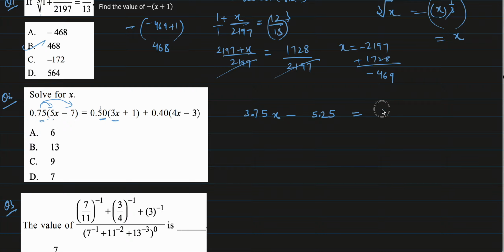Next, 0.50 into 3x. 5 into 3 is 15, and there are two decimal places, so it is 1.50x, plus 0.50 into 1 is the same 0.50, plus 0.40 into 4x. 4 4s are 16, so 1.60x. These points are a little not clear, so let me write them clearly. This was 1.50x and this is 1.60x. Now 0.40 into 3 will have a negative sign because it's minus 3, so it will be 1.20.